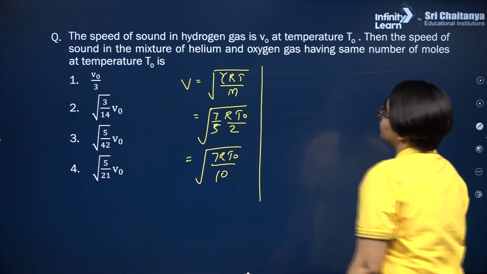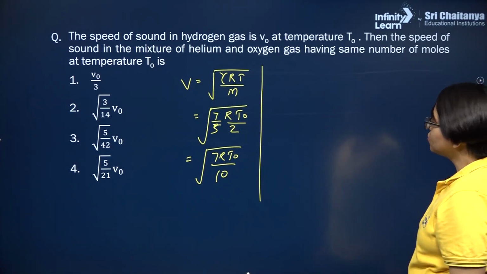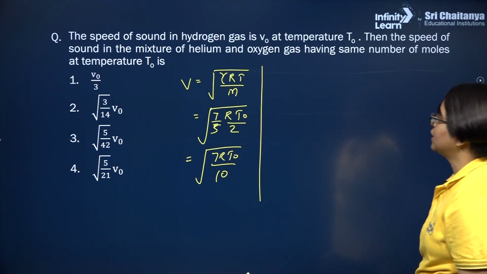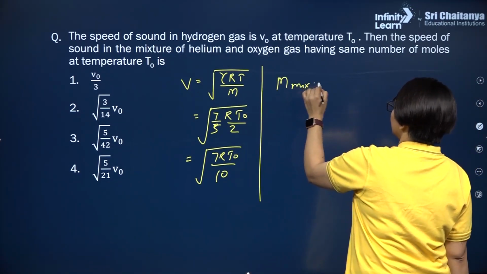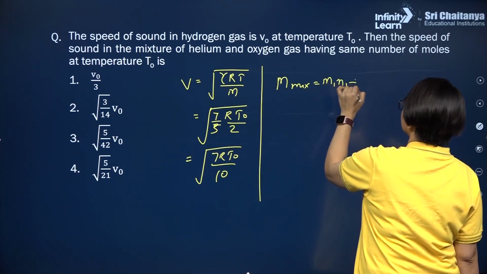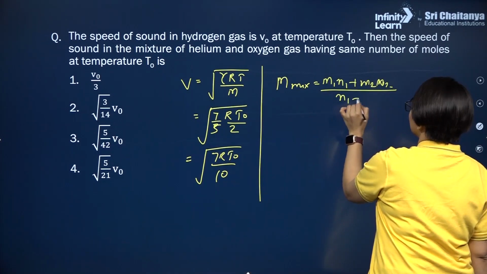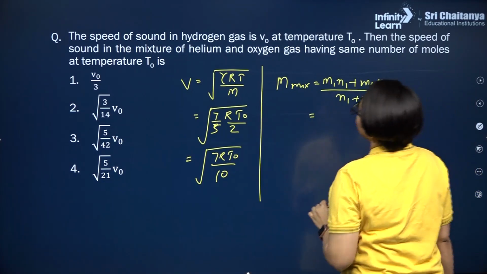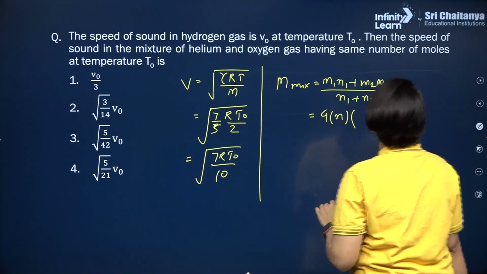Now, if you are mixing two gases, helium and oxygen, we need to find the new speed of sound in the mixture of helium and oxygen. So for that, M mixture will be M1 N1 plus M2 N2 divided by N1 plus N2. For helium, it is 4, and N1 is N because both are equimolar, with the same moles.